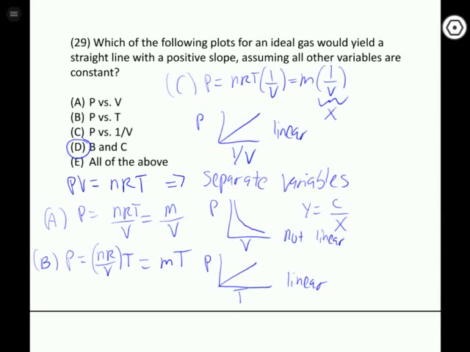Okay, so those might come up a little bit as well. We'll learn how to rearrange those equations, and then it goes back to just simple y equals x or y equals 1 over x types of plots. Okay, questions on that?